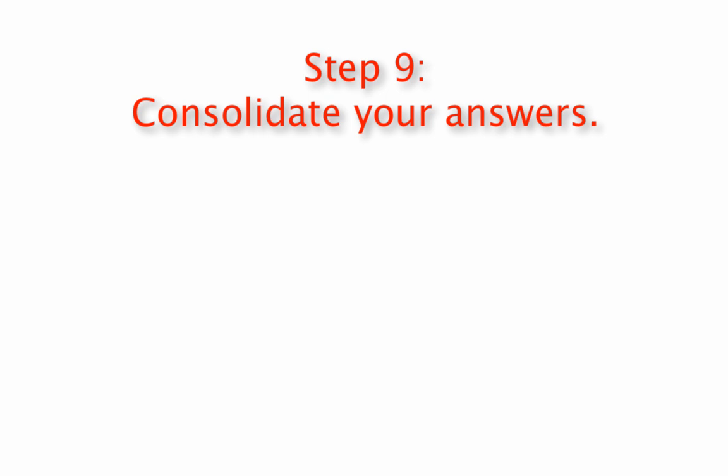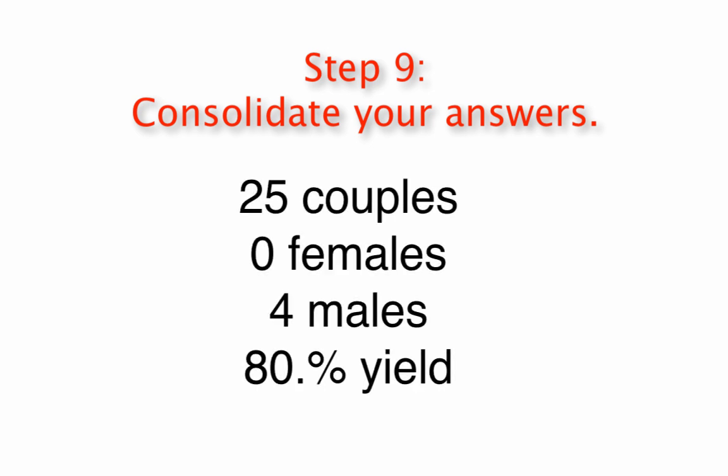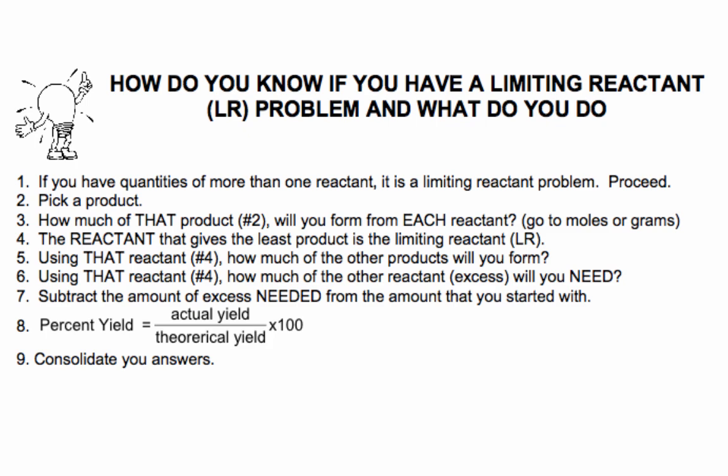Step 9, consolidate your answers. I am not going to sort through your work to find the answer, so you must put your answers together. At the end of the reaction, you will have 4 males, 0 females, 25 couples, and the percent yield is 80%. If you follow these steps for all your limiting reactant problems, you will do well. And that is how you solve any limiting reactant problem.